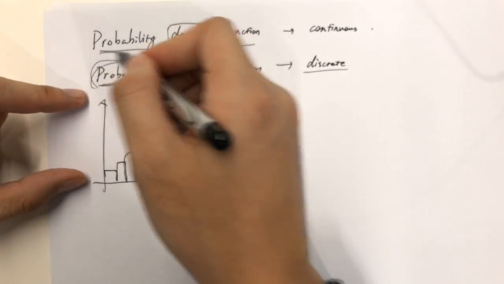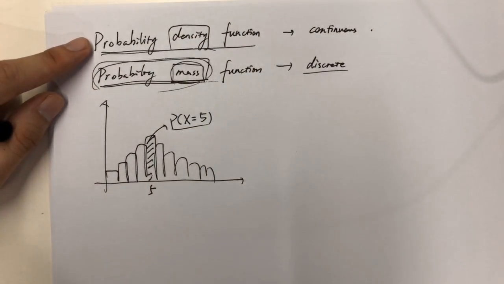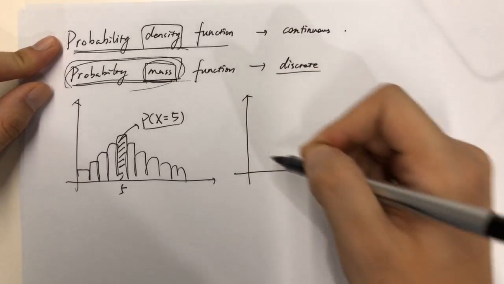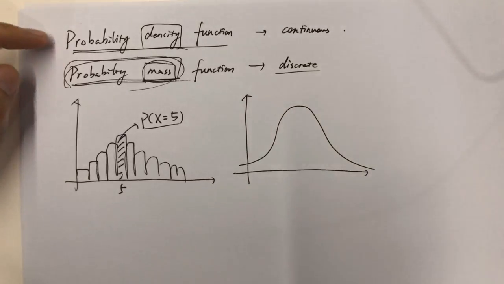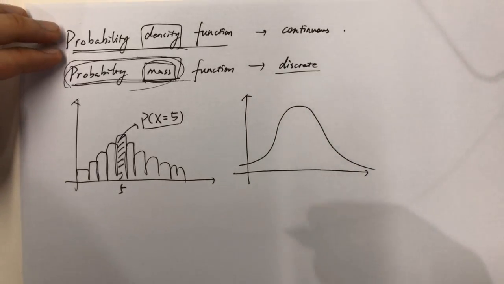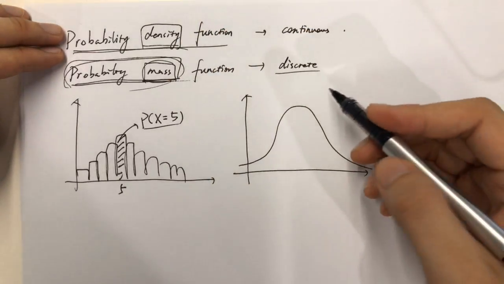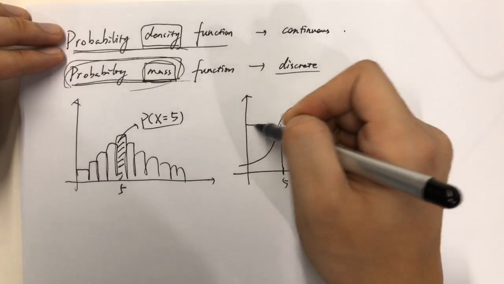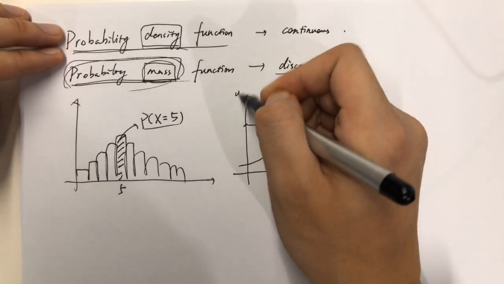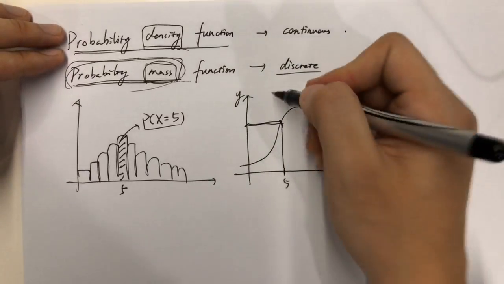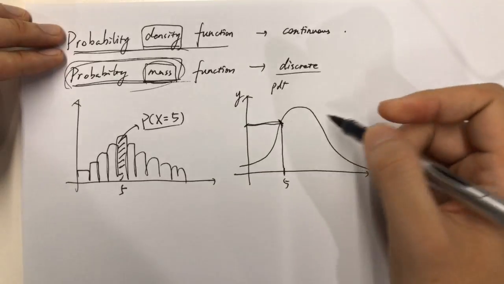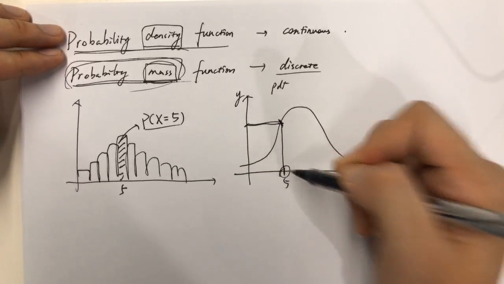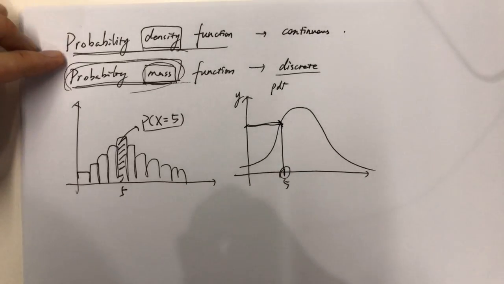But now, what about density? What do you think of density? For any continuous distribution, for example a normal distribution, the probability density is actually the y value on this PDF, for example at 5. It describes how likely we can observe a value around this value, okay?